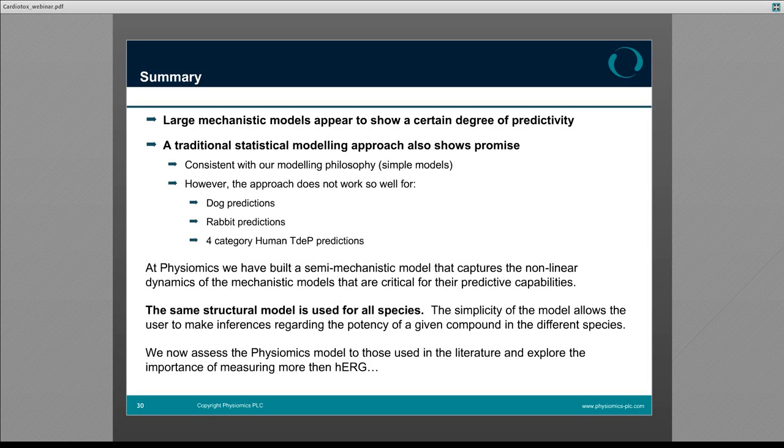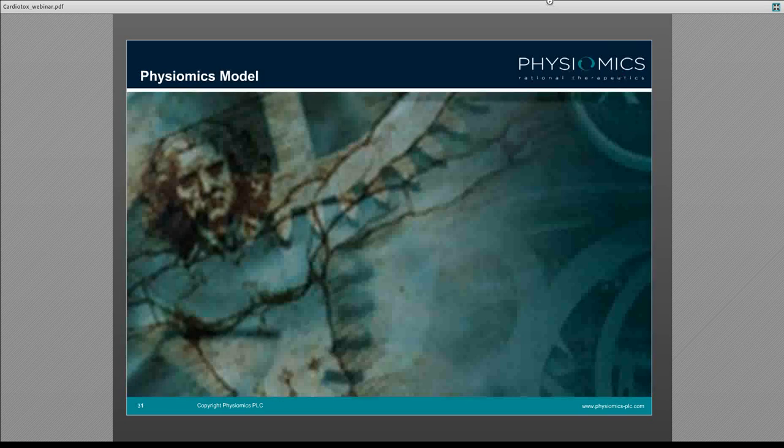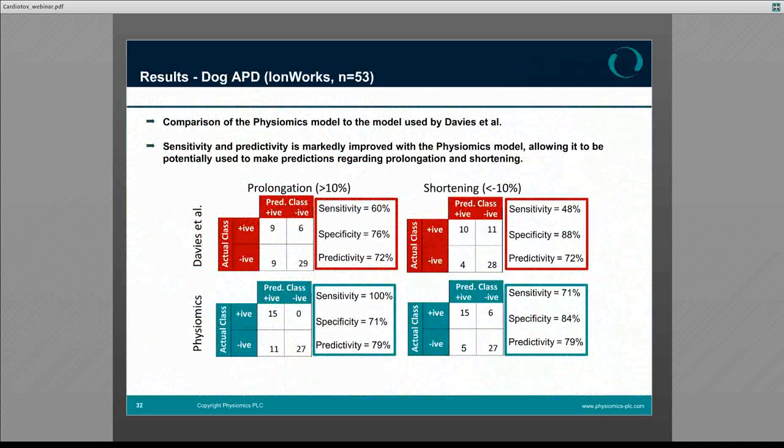Now the advantage of this sort of simple model that can be used for predictions in different animals and also in human is that it allows you to make inferences regarding the potency of a given compound in a different species. As some of you may know from seeing Physiomics webinar presentations before, we're not going to disclose the model to you. However, we will show you how our model performs compared to literature models, and also the importance of measuring more than hERG. So we'll now present the results from our Physiomics model.